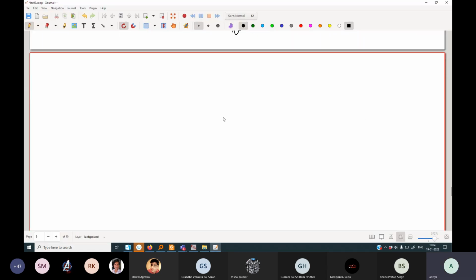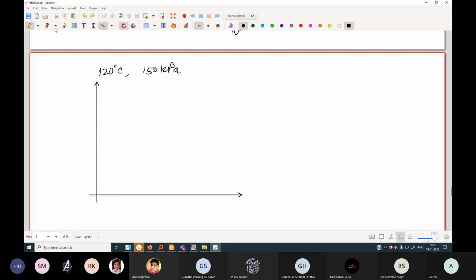Now look, we're going to do the inverse, not the inverse calculation, but the other calculation. So we are bothered with 120 degrees Celsius and 150 kilopascal. All right, so now we've looked at how the PV diagram looks. Now we will look at how the TV diagram looks. Let's draw the TV diagram.